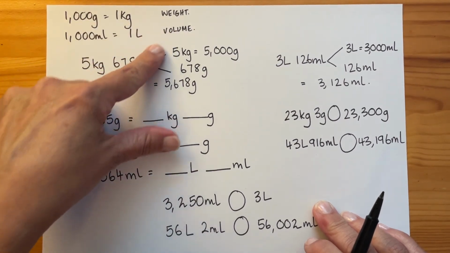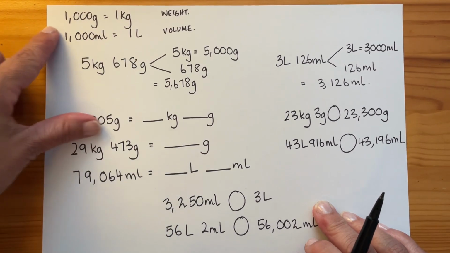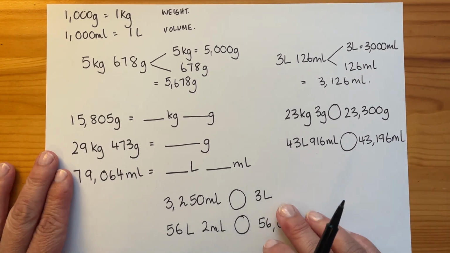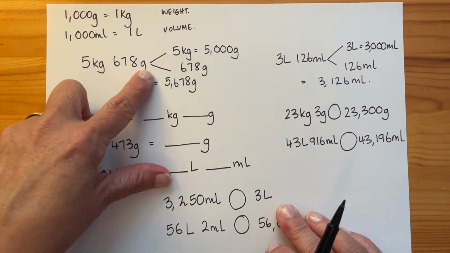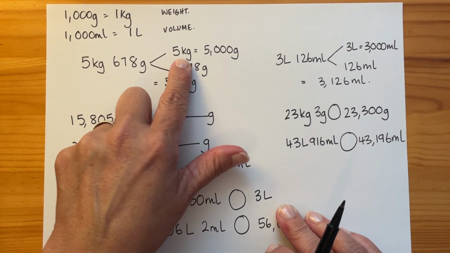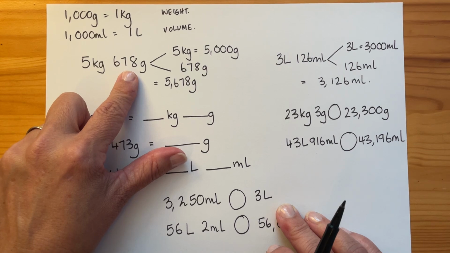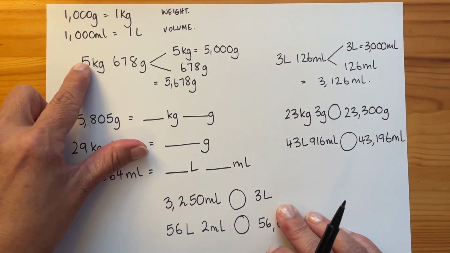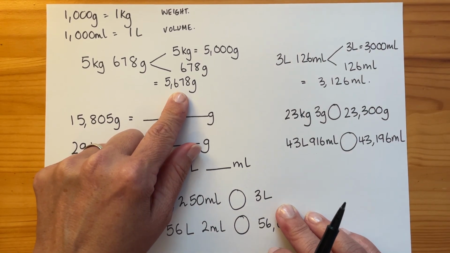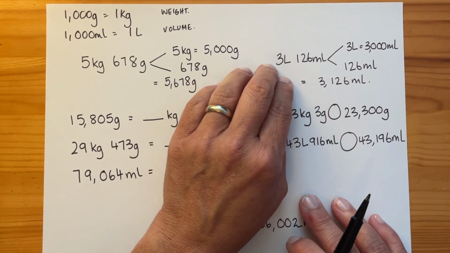And in class, we talked about what 1 kilo looks like, what 1 liter looks like, what grams and milliliters look like. So once again, this is quite simple. If you're looking at grams and kilograms, we're thinking of thousands, right? So we could break this up. 5 kilos would be the same as 5,000 grams. And then you still have your 678 grams left over. So 5 kilos, 678 grams is the same as 5,678 grams.